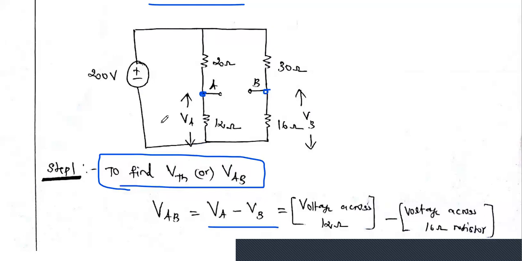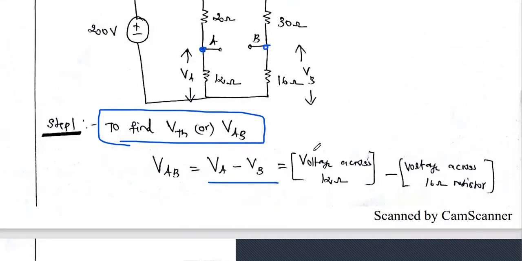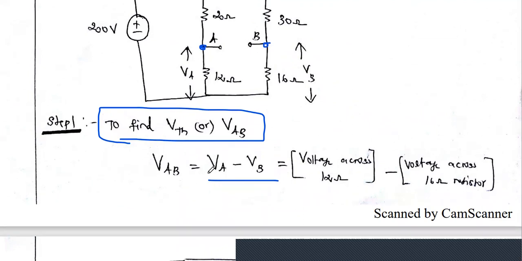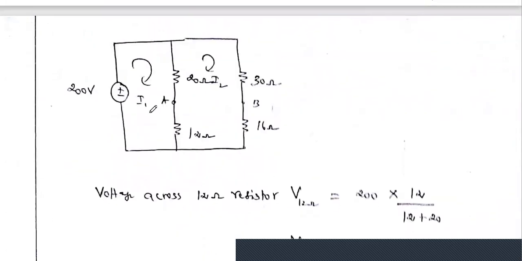So what is VA? You see the diagram. VA is, according to this diagram, the voltage across this 12 ohm resistor. Similarly, VB is the voltage across the 16 ohm resistor. So we have to calculate the voltage across the 12 ohm as VA and the voltage across the 16 ohm as VB. Now we are going to find the voltage.